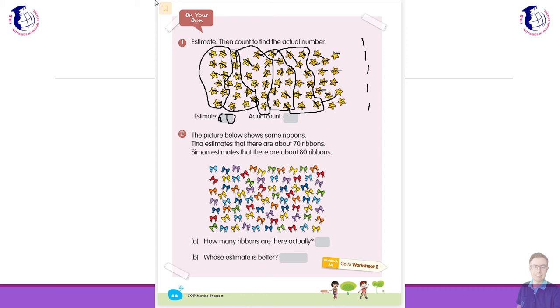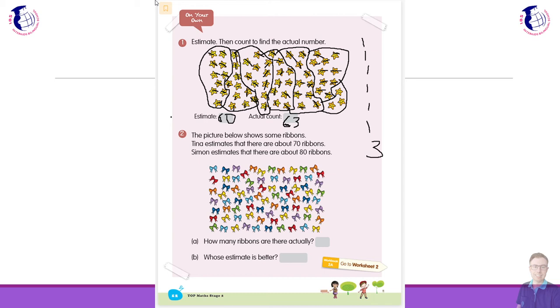So we're nearly done now. That's going to be my last group of 10. 1, 2, 3, 4, 5, 6, and a 3 at the end. So I have 6 10s and a 3. So my estimate was quite good. I was only 3 out, for a total of 63 stars.